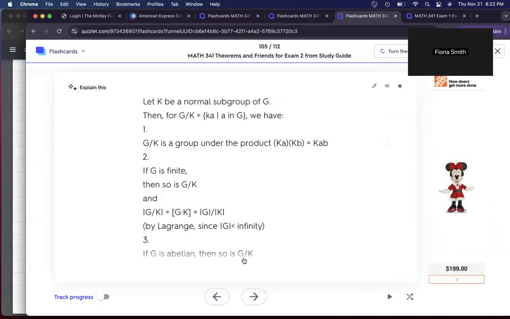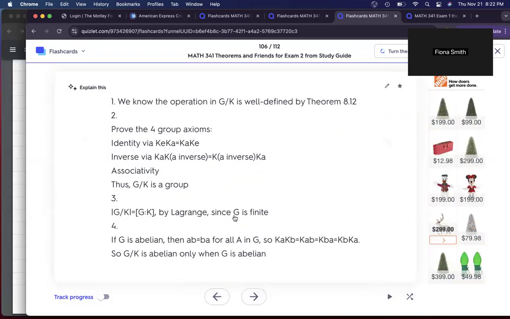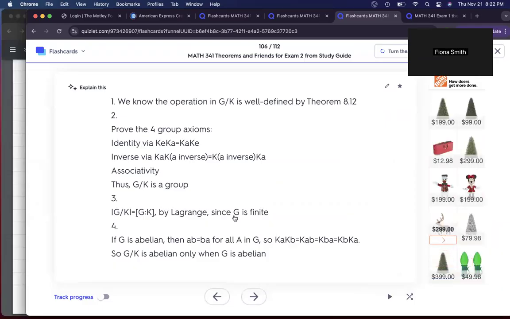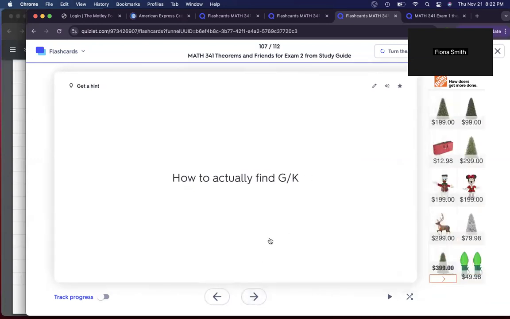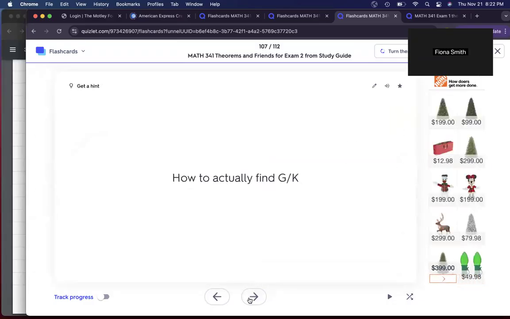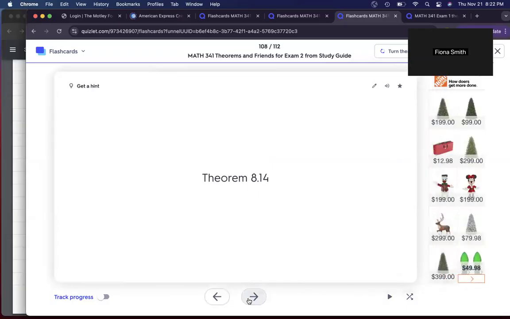And the last one, if G is abelian, so is G mod K. If G is abelian, then ab equals ba for all a, b in G. So that works for all the cosets. So G mod K is abelian when G is abelian. How to actually find G mod K? It takes a long time. That's all I really have to say about it.